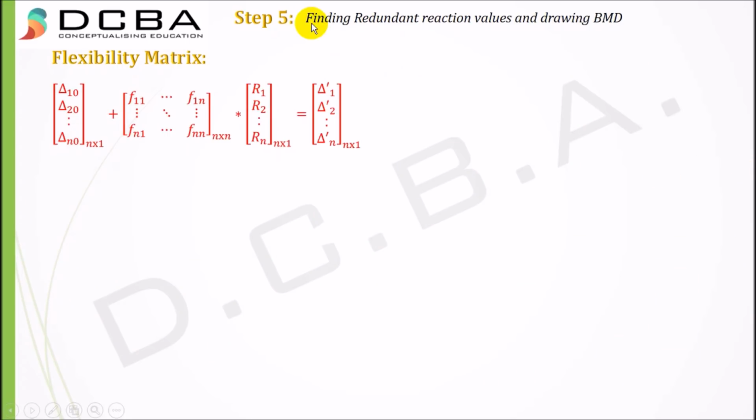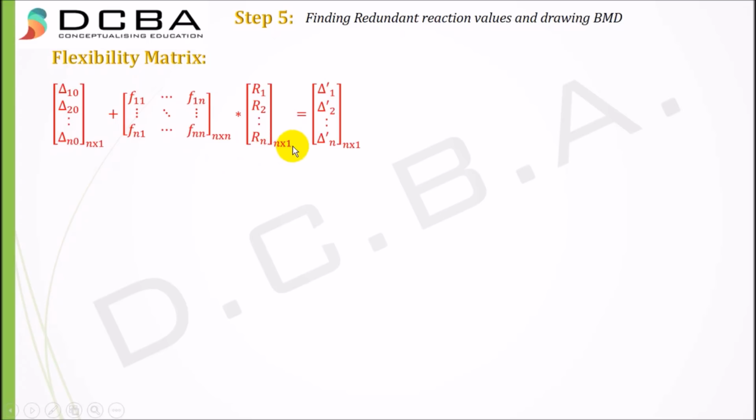So this is your last step, that is finding redundant reaction values and drawing the BMD. This is the flexibility matrix where n is the number of redundants, and in our case the number of redundants was 3, right? That is why we had to calculate delta 10, delta 20, and delta 30, and as this would have been a 3 cross 1 matrix, this would be a 3 cross 3 matrix. Hence here you have to calculate F11 to F33.